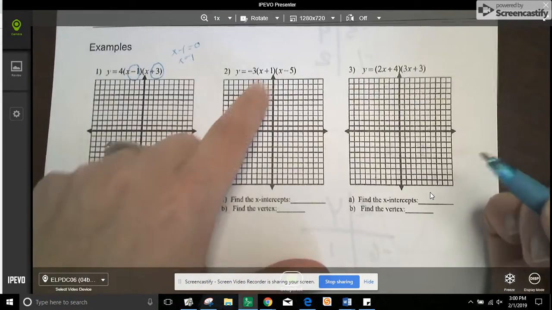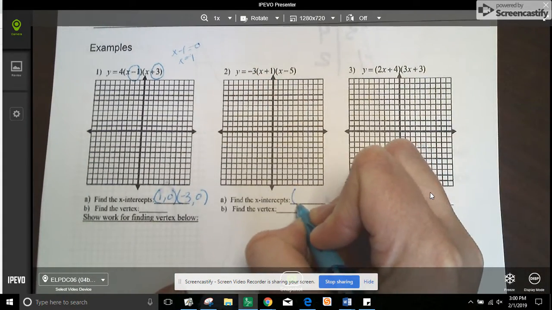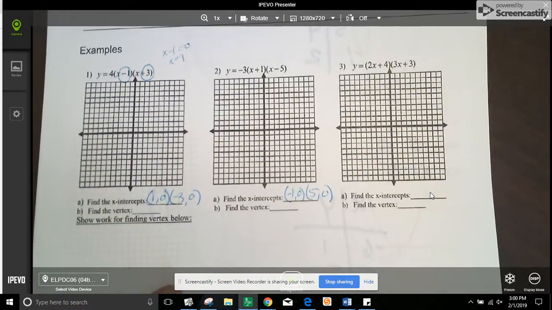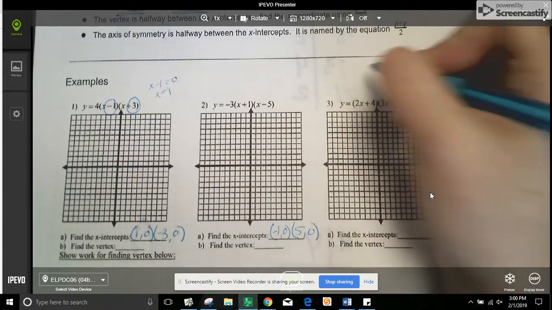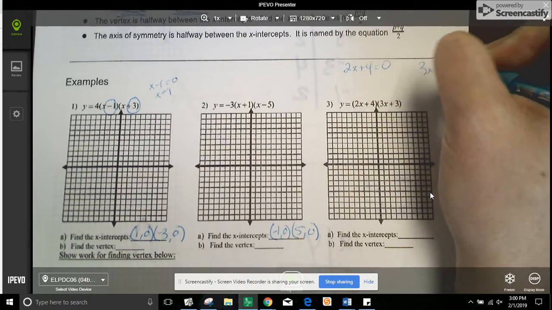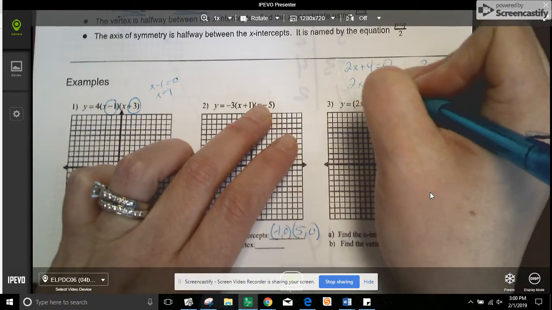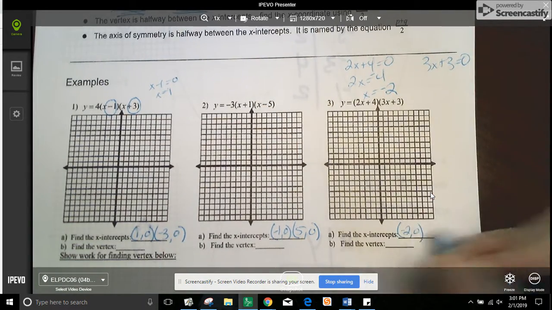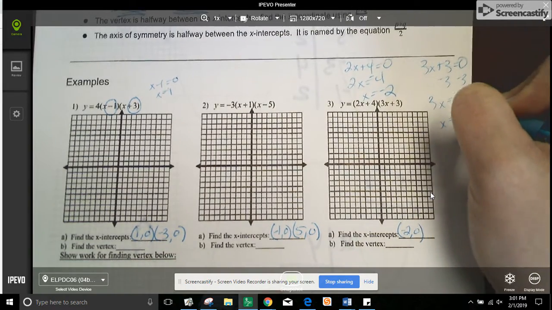So we'll just do all of them. So same thing with this one. It's not just 1 and negative 5. It's the opposite of what's there. So this would be negative 1 and positive 5 would be my x-intercepts. And then this one's a little bit trickier. You're saying what would it be if it's equal to 0? So 2x plus 4 equals 0 and 3x plus 3 equals 0. You might actually have to solve. So in this case, x would be negative 2. So for the first intercept would be negative 2. And then for the other one, it would be negative 1.